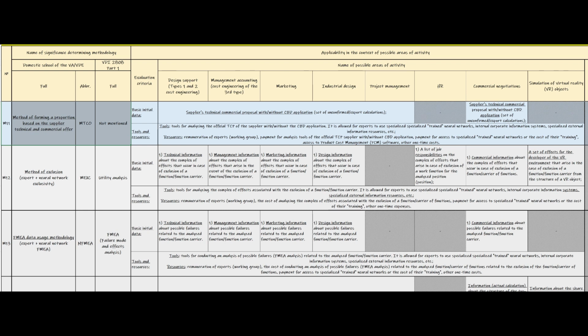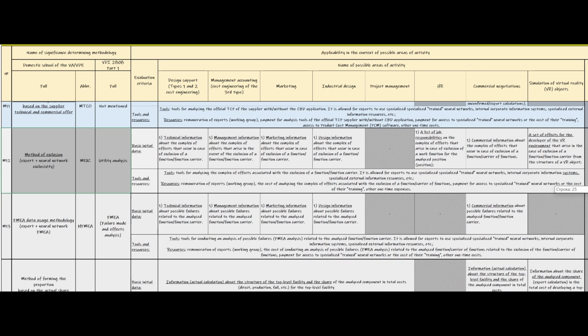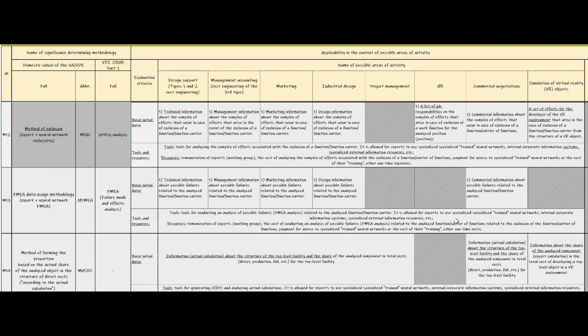M12. Method of exclusion. The exclusion technique consists in describing a set of possible local and complex effects that arise in the case of exclusion of individual functions from the functional model of the object of analysis. In fact, a search is performed for possible combinations of all functions and the description of the effects from the exclusion of this combination.